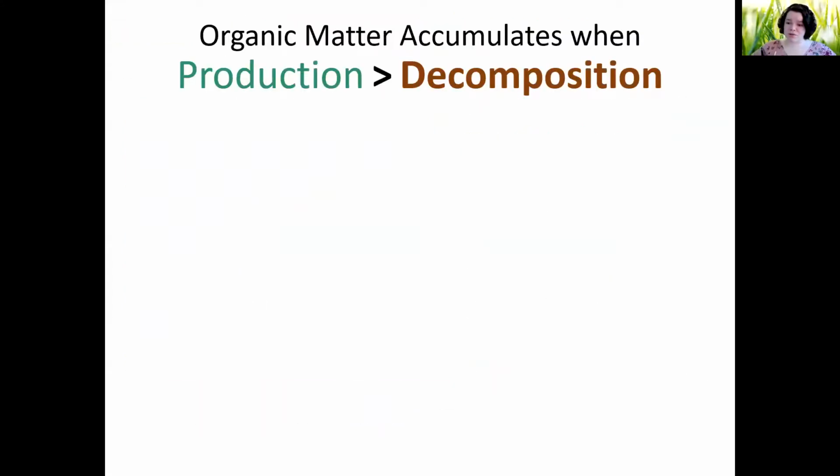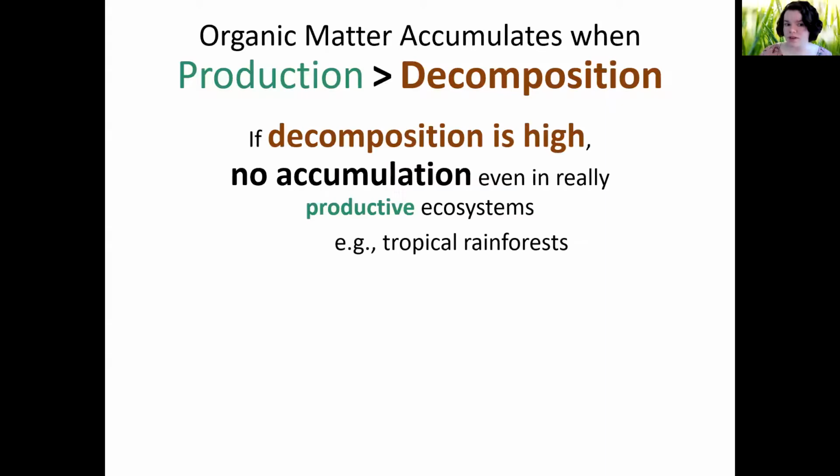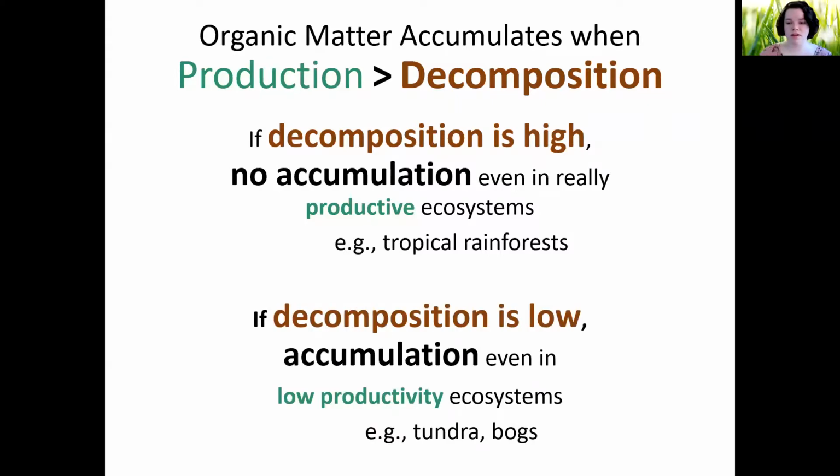Organic matter tends to accumulate in soils wherever rates of production are greater than rates of decomposition. If decomposition is high, then soil organic carbon does not accumulate, even in really productive ecosystems, for example, tropical rainforests. If decomposition is low, soil carbon can accumulate, even in relatively low productivity ecosystems like the tundra or in bogs.